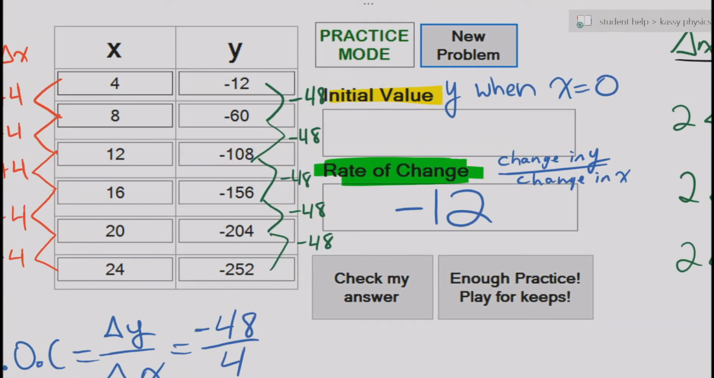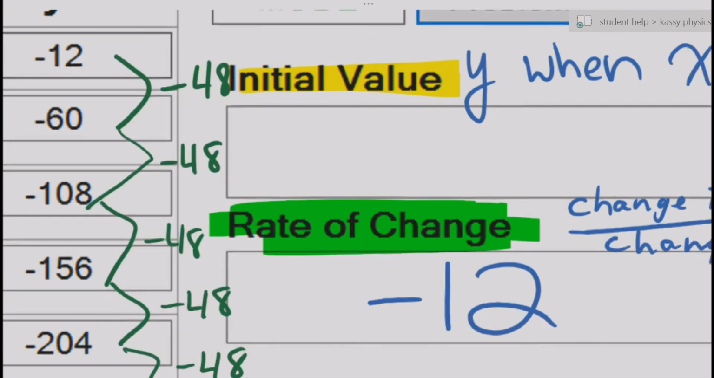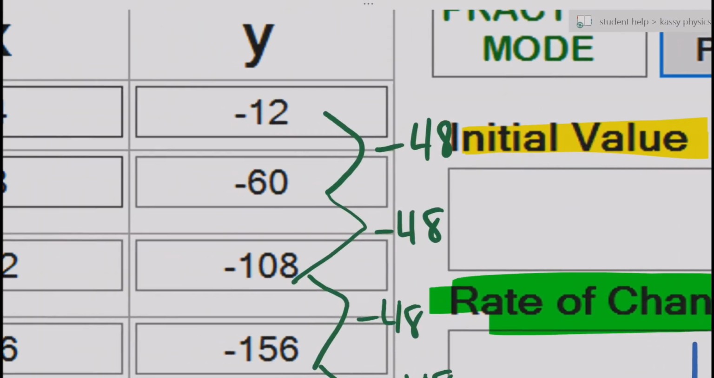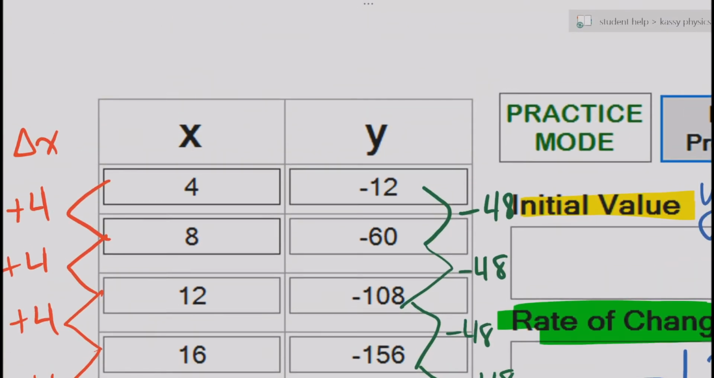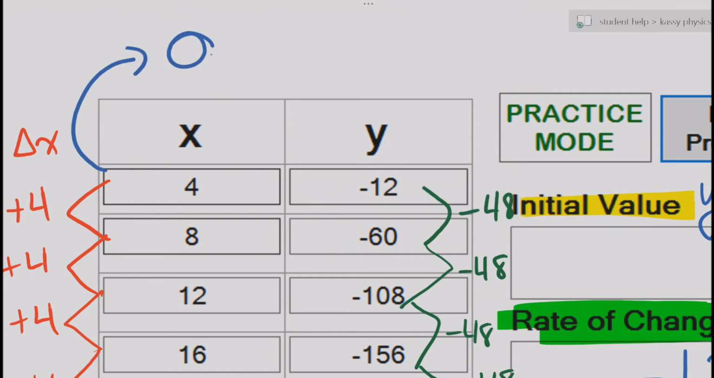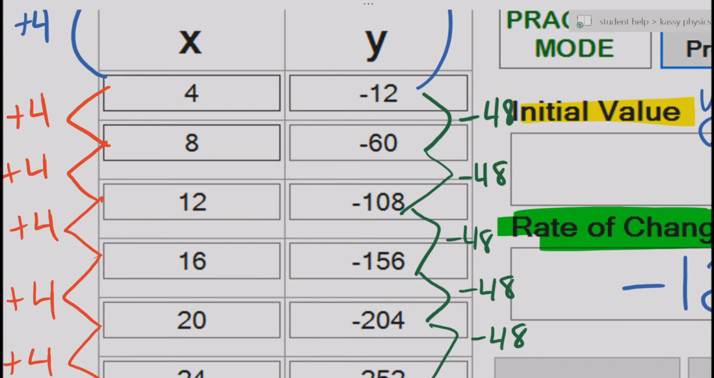Now what about the initial value? And this can be tricky. In this case, the initial value, we have to know that it's the y when x equals 0, which doesn't appear on this table. So we have to ask ourselves, where would 0 go? Well, if x were 0, that's just one more step down here, right? That would have been just another 4 here. And every time this changes by 4, what does this change by? Well, it changes by 48. So going up, it goes up by 48, because going down, it goes down by 48.